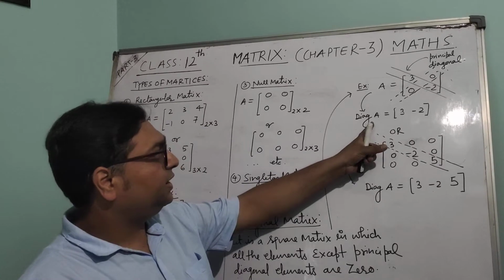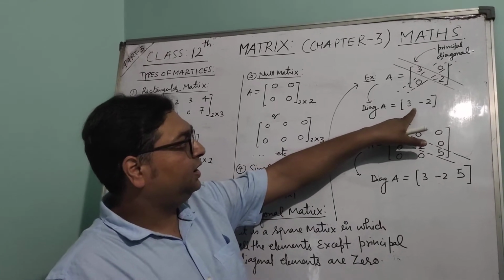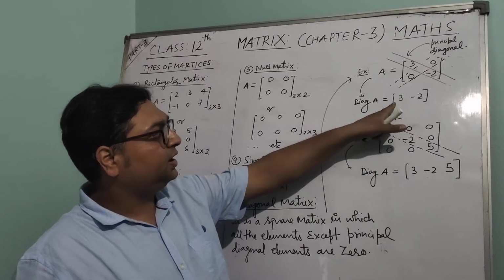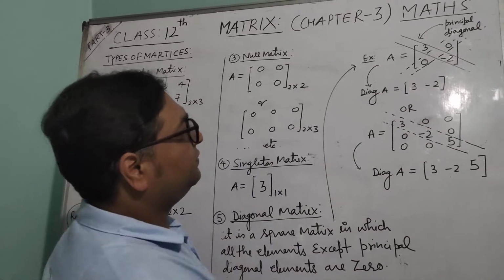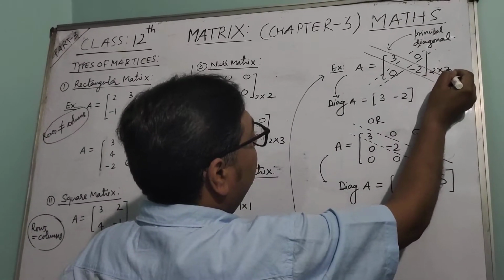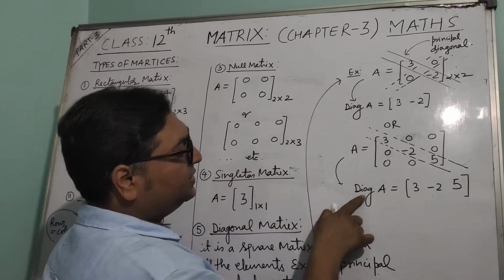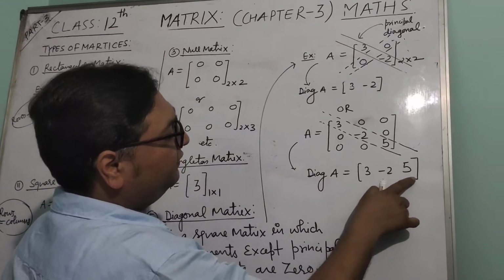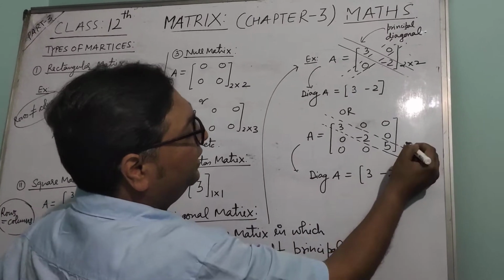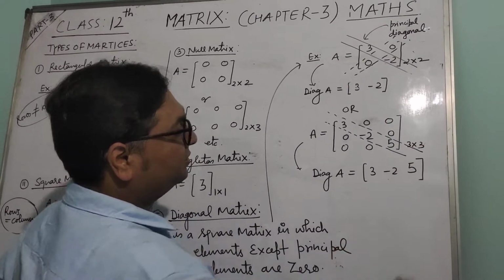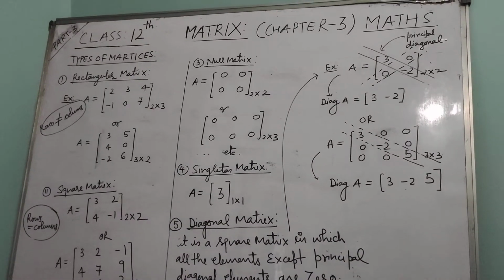It can also be written as diag A = 3, minus 2. Here you can see in the diagonal there are only 2 elements. So the order of the matrix will be 2 cross 2. In this matrix, diag A is equal to 3, minus 2, 5. It means there are 3 elements in the diagonal. So the matrix must have 3 by 3 order. Okay?